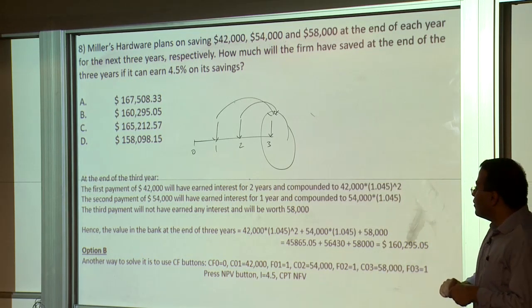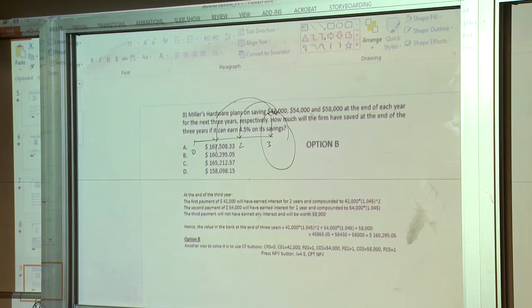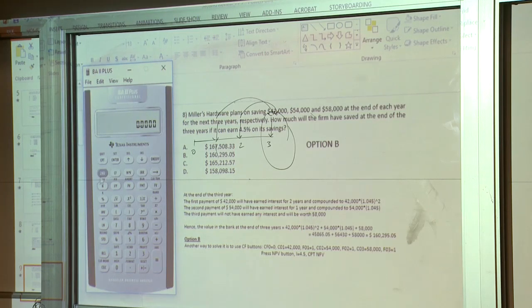Okay, so in option B, we try to use the CF buttons. You have to be very careful while using the CF buttons. The CF buttons have the same problems that the TVM buttons have if you don't clear the memory. So the very first thing that you do when you're going to use the CF buttons is to clear the memory. Now again, there are various calculators which have different mechanisms. I'm just going to follow the mechanism that I know.